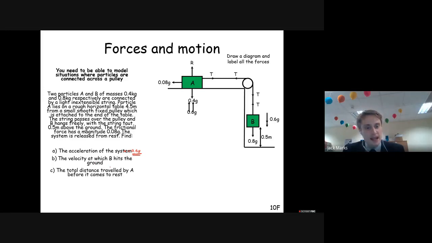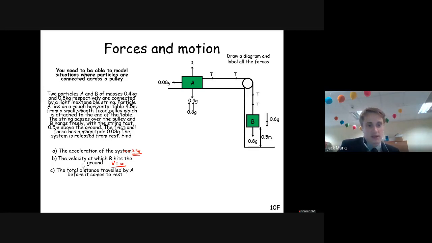The velocity at which B hits the ground. Now, I would be very rich if I had £1 for every time somebody said this to me: the velocity equals 0. Well, there's a couple of things wrong with that. So first of all, why would that be a question? It's not going to be like a 3 or 4 mark question if it were just that. There must be more going on.